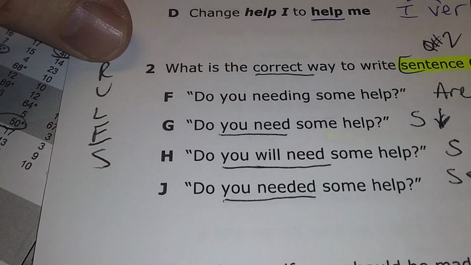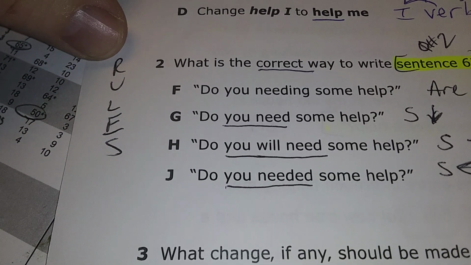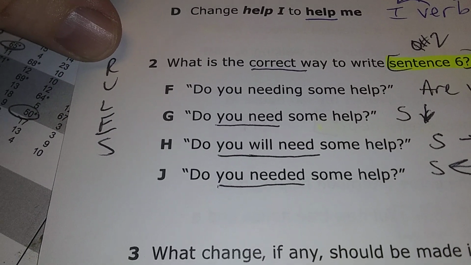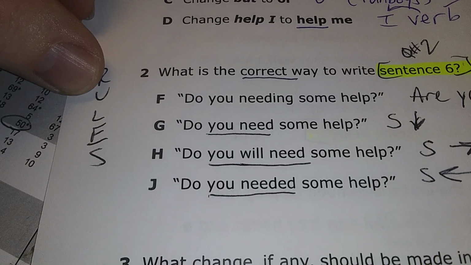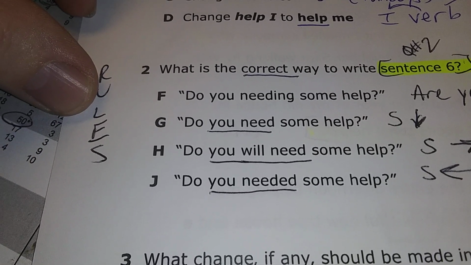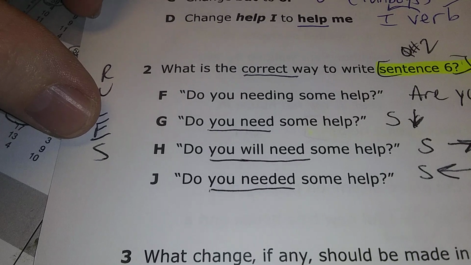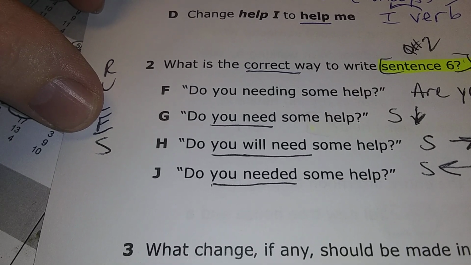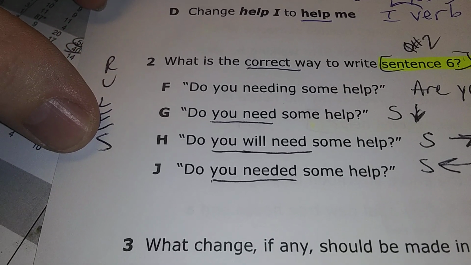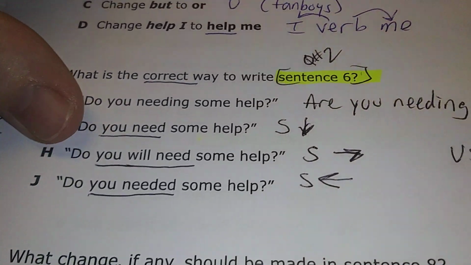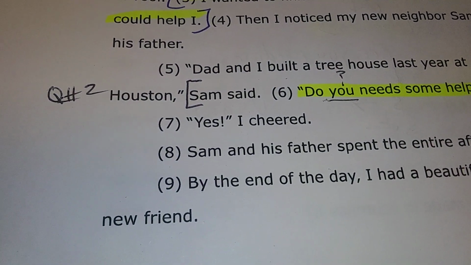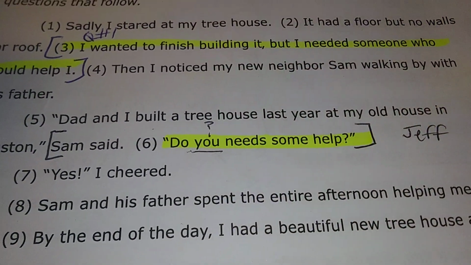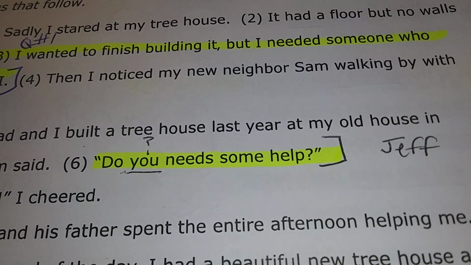We're going to do our rules, which means read the question and the sentence softly or loudly. We'll underline and label all of the keywords and information. We'll begin to eliminate and explain one by one, and we'll select the correct answer in the book and the Scantron. So let's go back to sentence 6. I've already labeled it. Question number 2 said, "Do you need some help?"